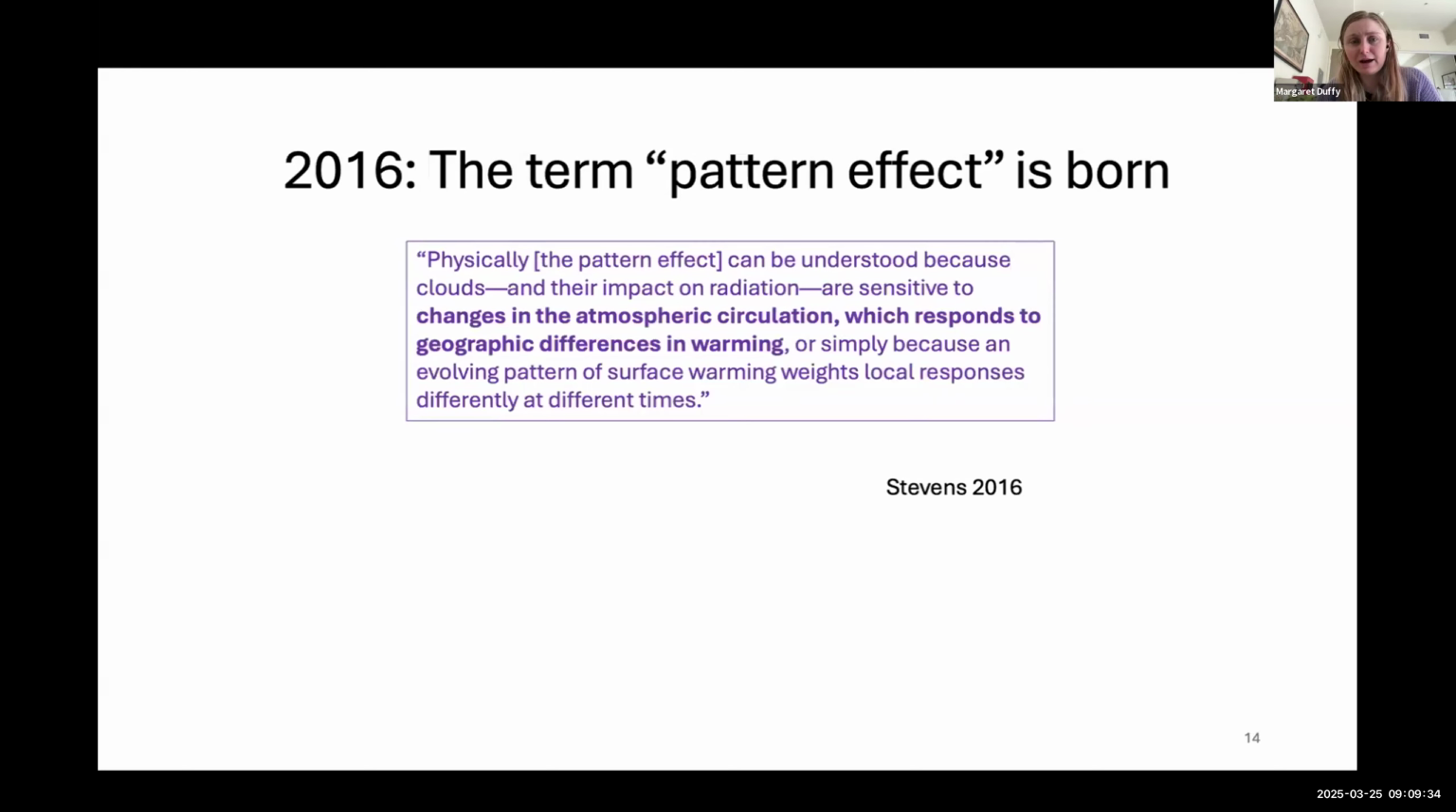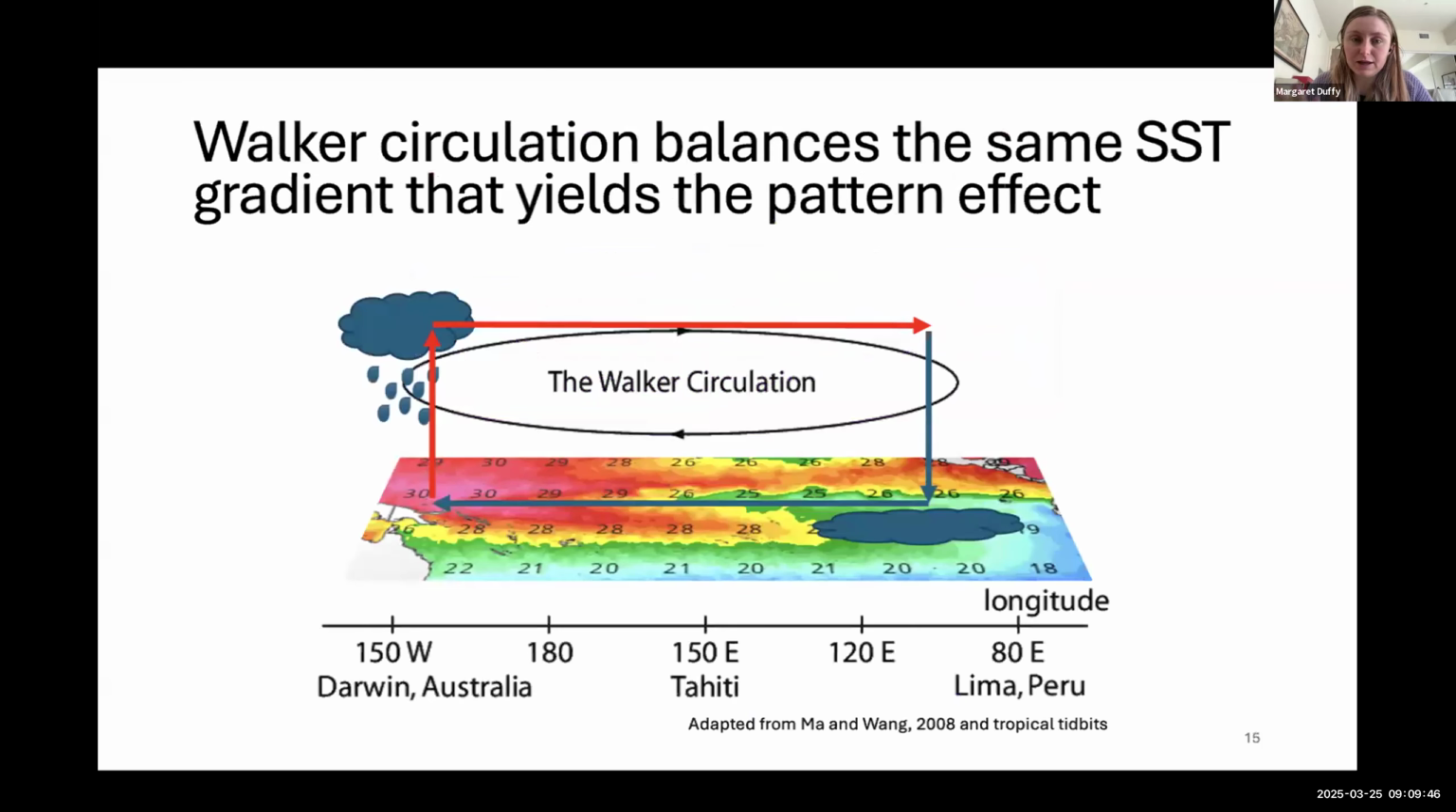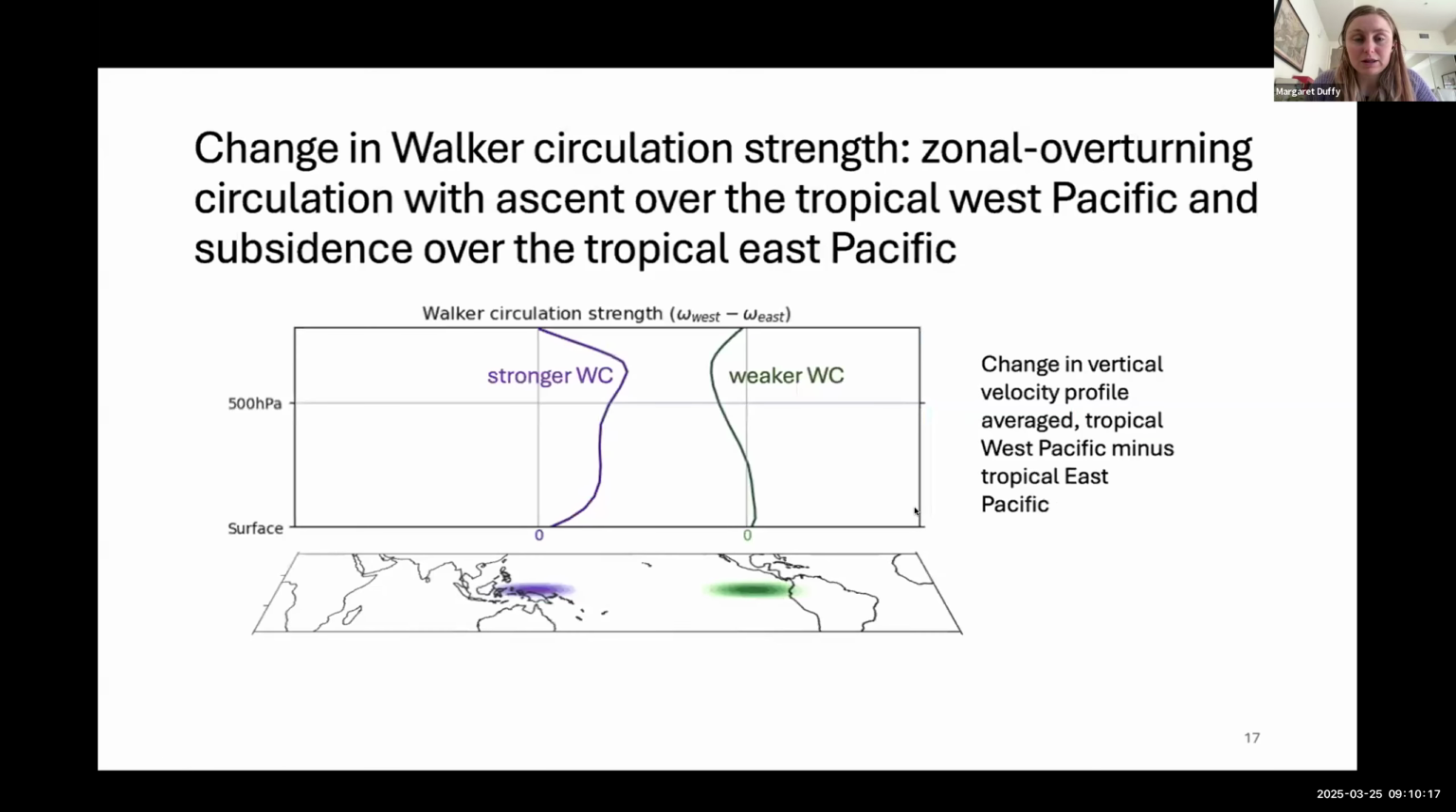In 2016, a paper by Stevens coined the term pattern effect. In that paper, they attributed the mechanism of the pattern effect to changes in the atmospheric circulation, which respond to geographic differences in warming. Presumably the atmospheric circulation they're talking about is the Walker circulation. This is the zonal overturning circulation in the atmosphere, which is balancing this zonal SST gradient, the same zonal SST gradient that we know to be evolving over time and yielding the delta lambda. There's ascent in this warm West Pacific region associated with high clouds and subsidence over this cooler East Pacific region associated with low clouds. So we think that's potentially a mechanism.